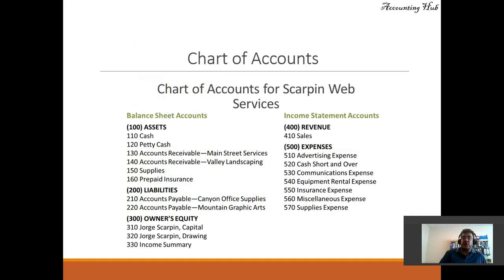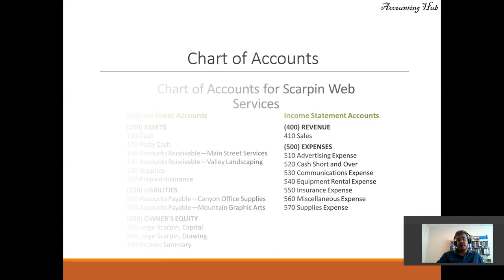And here is the chart of accounts. So balance sheet accounts: assets, liabilities, and equity. That is the accounting equation. And then this income summary here, we split it into revenue and expenses in another financial statement called the income statement.